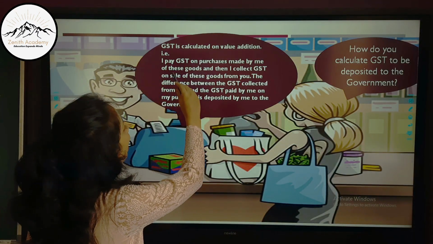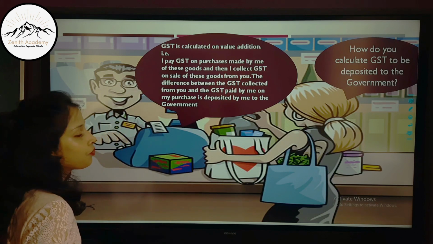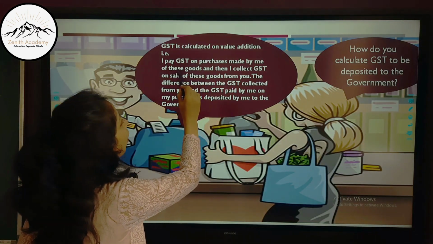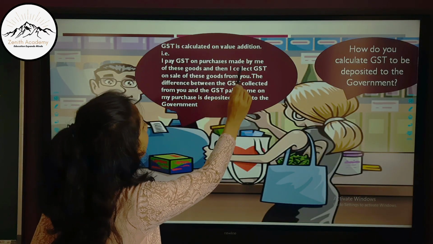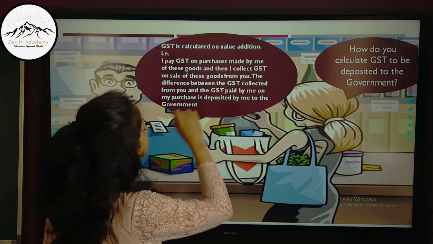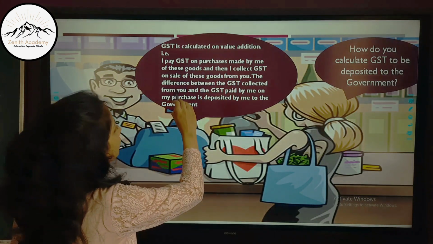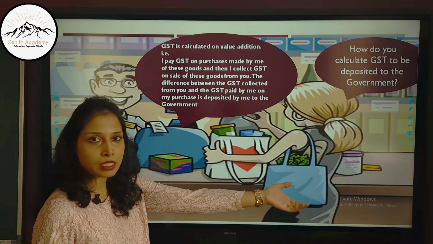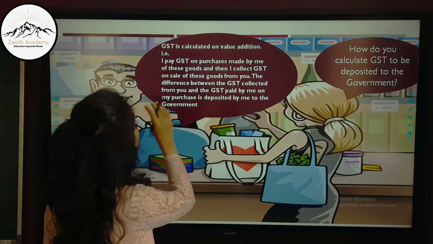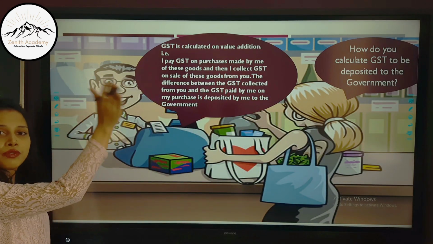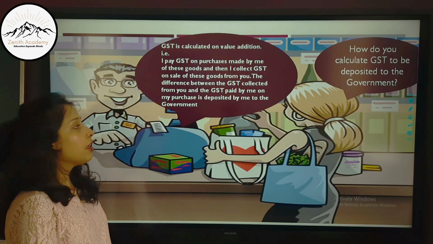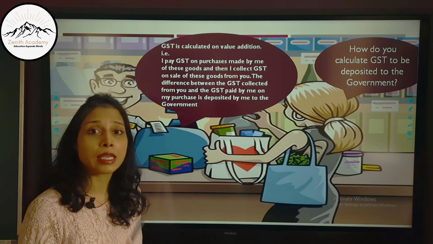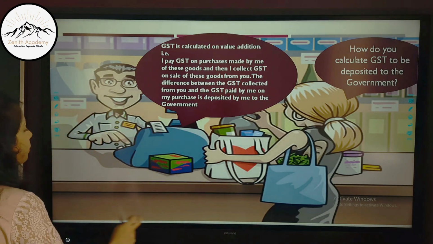Let's first read it. I pay GST on purchases made by me. So whatever he purchases for resale, he pays GST on that. Then I collect GST on sale of these goods from you. The difference between the GST collected from you, the amount of GST which the customer is paying, and the GST paid by this shopkeeper while buying goods for resale, that difference is deposited by this shopkeeper to the government. Now let's understand how this concept works with an example.